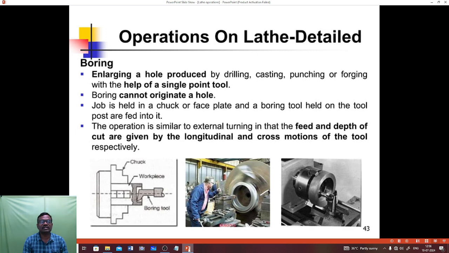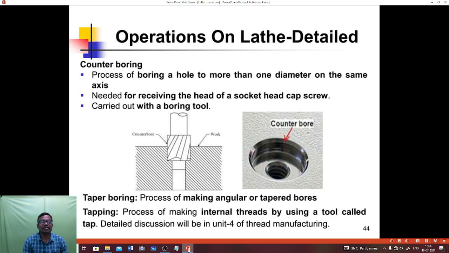Job is held in a chuck or face plate and a boring tool held on the tool post is fed into it. The operation is similar to external turning in that the feed and depth of cut are given by the longitudinal and cross motions of the tool respectively. Counter boring. Process of boring a hole to more than one diameter on the same axis. Needed for receiving the head of the socket head caps, carried out with a boring tool.